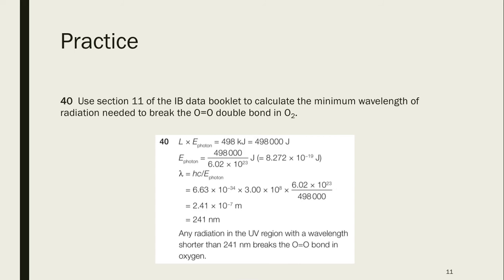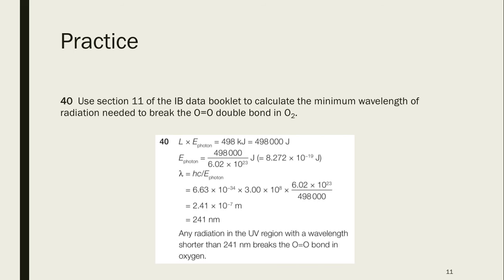So we can first convert that to joules by multiplying by 1,000. That is for 1 mole. We only need to consider 1 photon for the energy, so we're going to divide by Avogadro's number, 6.02 times 10 to the 23rd, and you can get 8.272 times 10 to the negative 19th joules.